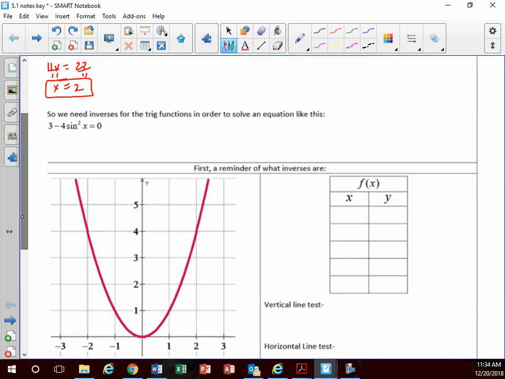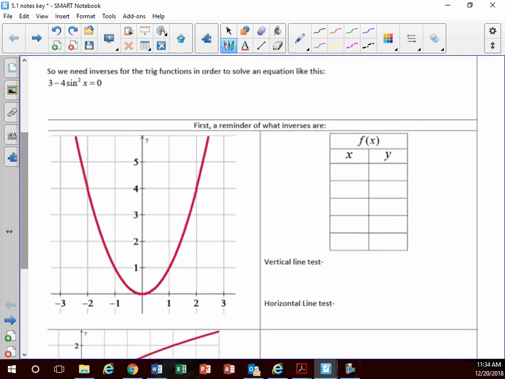We are going to do a similar approach, but now with trig equations, okay? So this 3 minus 4 sine squared, you would subtract your 3 first. What do you think I'd do after that? Divide by negative 4, right? So then I've got sine squared of x equals 3/4. How do I get rid of the square? Square root, yeah.